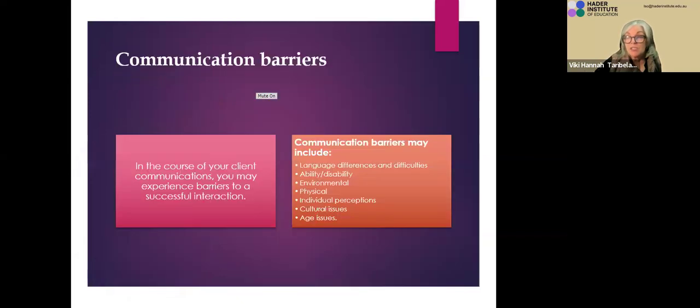So the 3 clients that do come in have all come in with their own story, and I'll share those with you soon. In the course of your client communications, you may experience some barriers. They may not know that that is a barrier. It may have no intention whatsoever behind that. But you'll need to look at what might be those invisible ones, and we can't be the barrier to our clients either. Communication barriers may include English being another language.